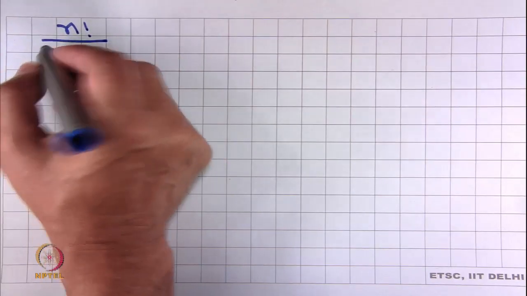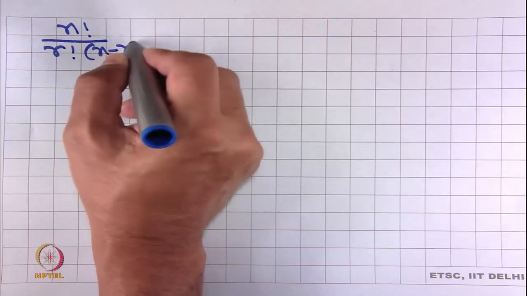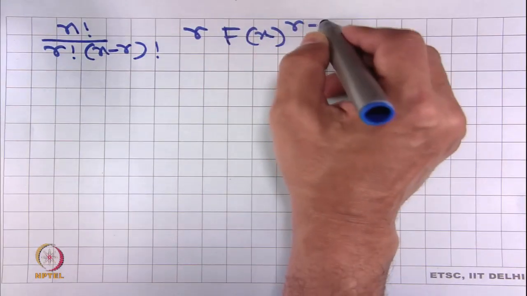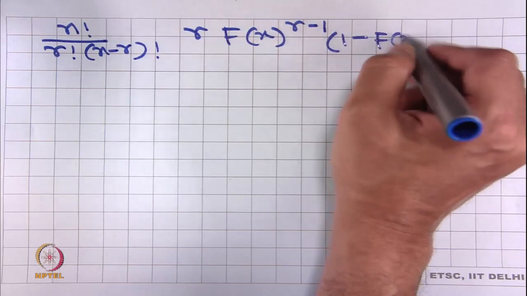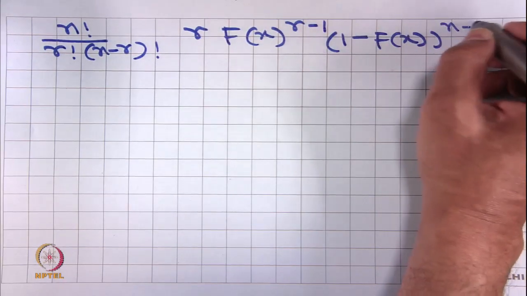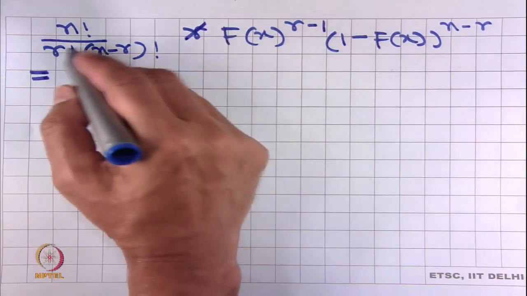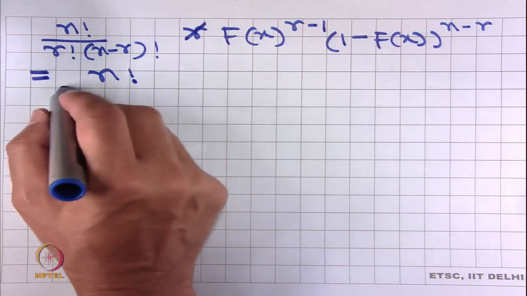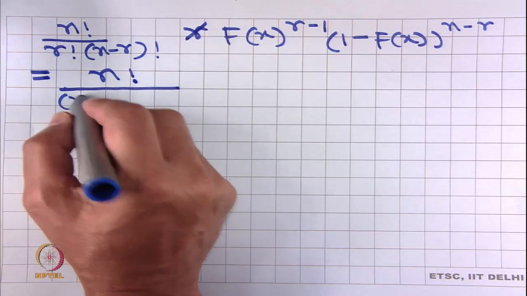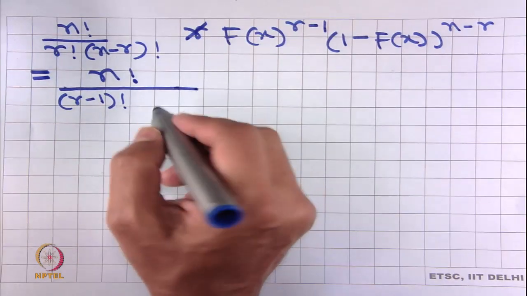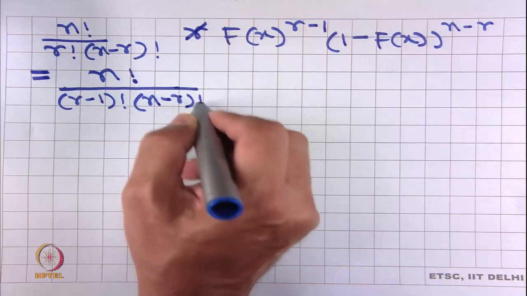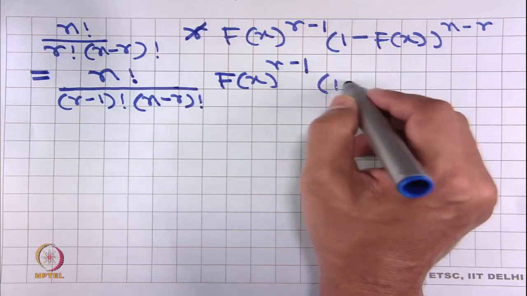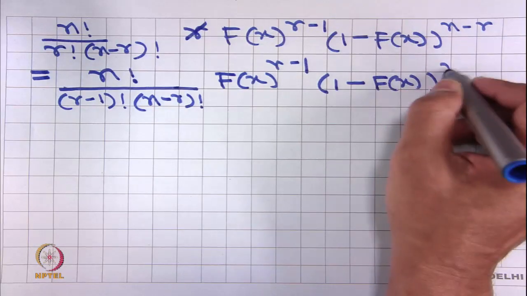n factorial upon r factorial into n minus r factorial, multiplied by r into f(x) to the power r minus 1 into (1 minus f(x)) whole to the power n minus r, is equal to, this r cancels with this. So, what we are getting is n factorial upon r minus 1 factorial into n minus r factorial, f(x) to the power r minus 1 into (1 minus f(x)) whole to the power n minus r.